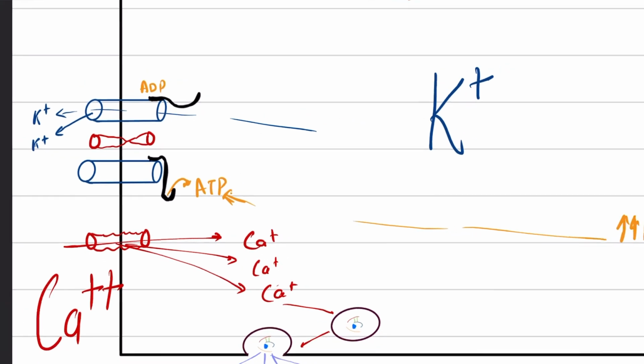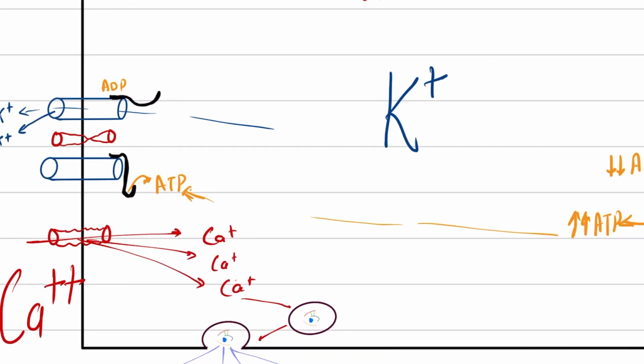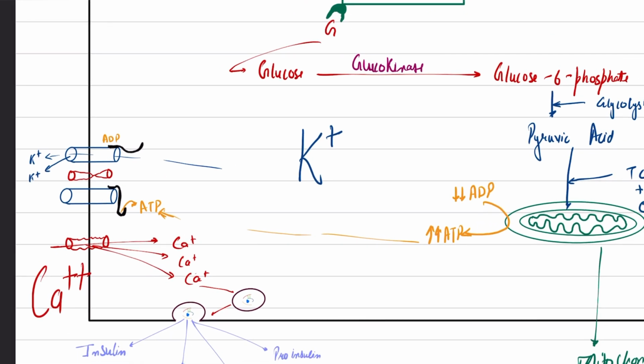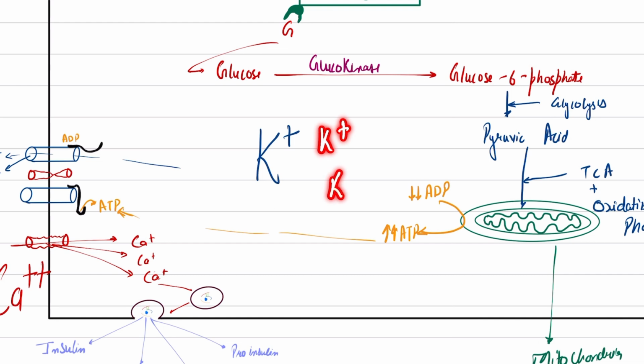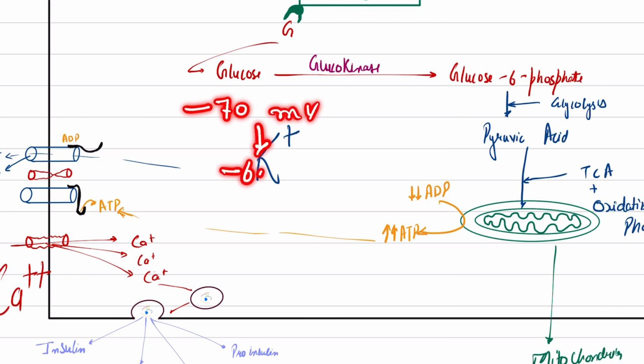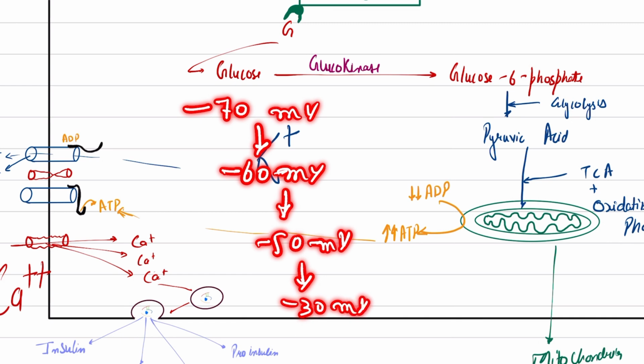As soon as ATP increases, ATP sits here and closes this channel, closes this flap. Now potassium is not able to go outside the cell, due to which potassium gets accumulated inside the cell. There is a lot of accumulation of potassium inside the cell. Now what happens is the resting membrane potential of minus 70 millivolts will go down to minus 60 to minus 50 to minus 30 millivolts and so on.